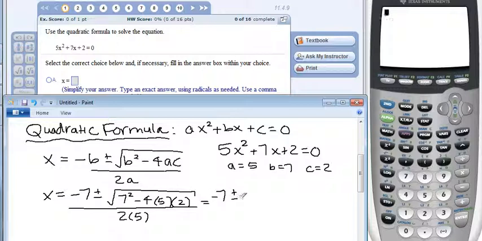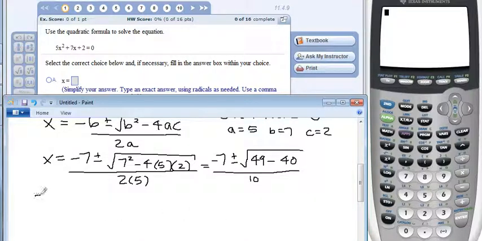So I'm going to leave that alone for right now. Let's go underneath this radical sign. 7 squared is 49. And 4 times 5 is 20, times 2 is 40. Got a subtraction between those, and 2 times 5 is 10. Okay? So I'm just going to keep whittling away at this thing and trying to get it down as far as I can.